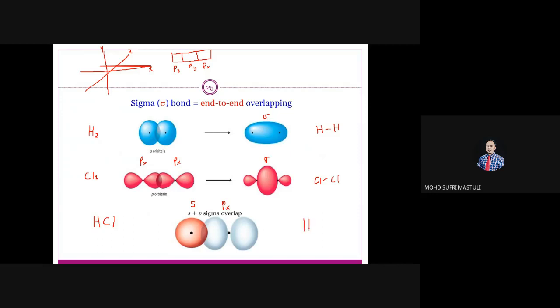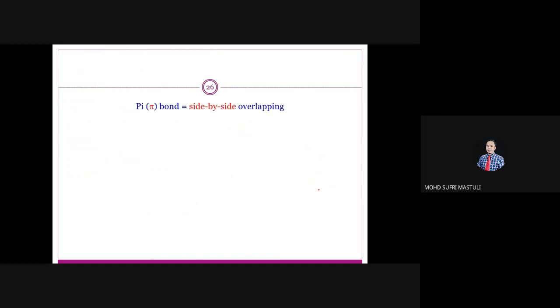So this is the Lewis structure of HCl. This is a sigma because of single bonding. This is sigma, and also this is sigma. All right. So now we're moving forward to the pi bond.